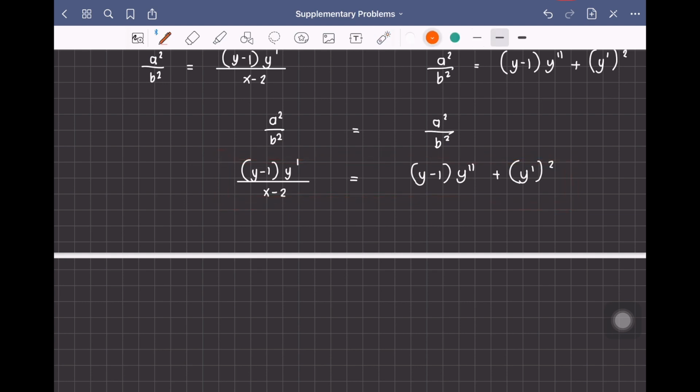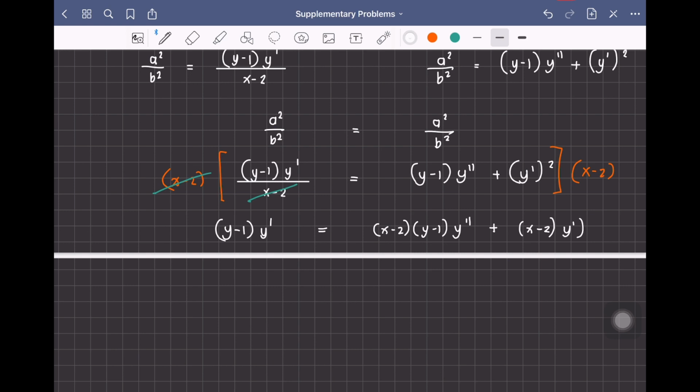So, to simplify, let's remove the denominator, which means we multiply both sides by x minus 2 so that we can cancel it out on the left side. You will get on the left y minus 1 times y prime equals on the right, we have to distribute. Okay. So, i-distribute natin si x minus 2 on both terms. You will get, let's say, x minus 2 times y minus 1, y double prime, plus another x minus 2 multiplied to y prime squared.